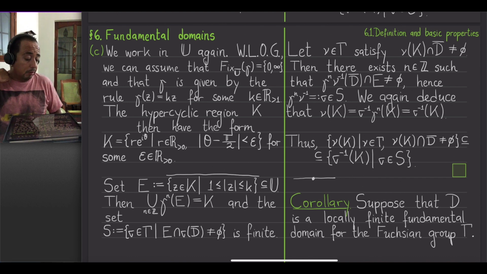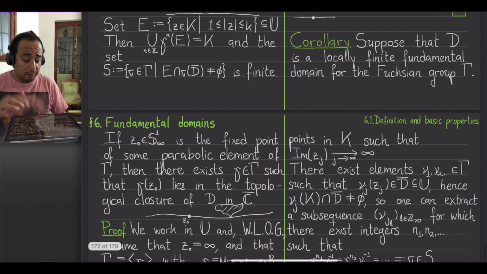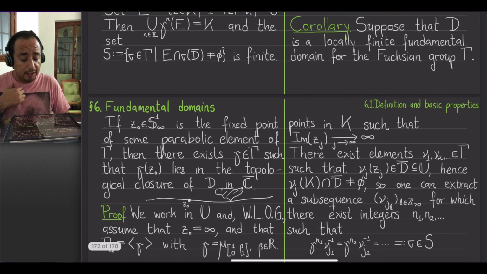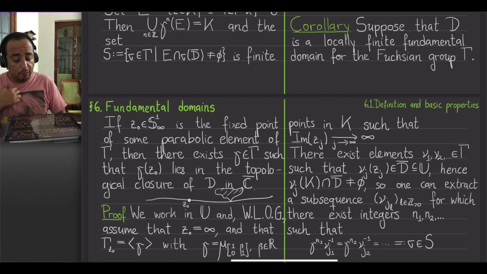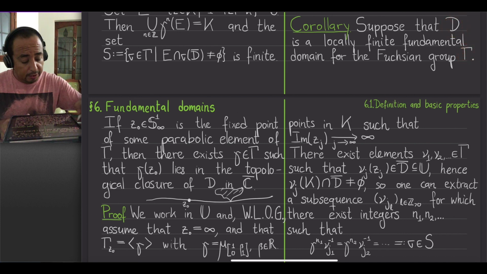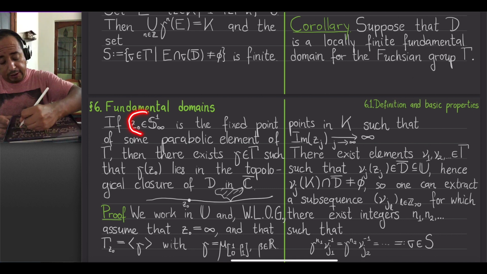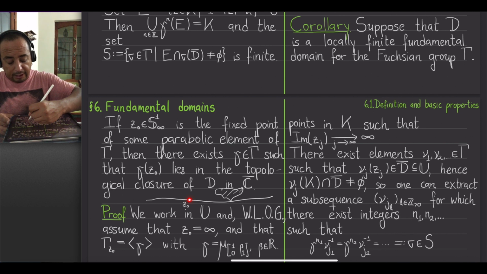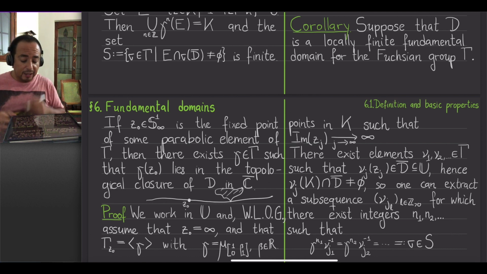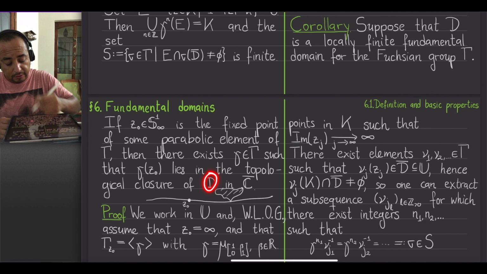Okay, so I'm done. To close, to finish today's class, let's prove a useful corollary, which says that if you give me a Fuchsian group, and you take a locally finite fundamental domain, and whenever you give me a fixed point of a parabolic element of gamma, then it is possible to move that fixed point into some closure of D, into the closure of D by some element of gamma.